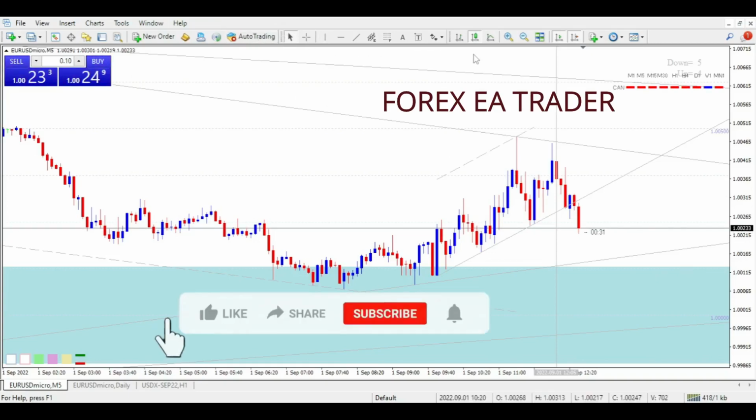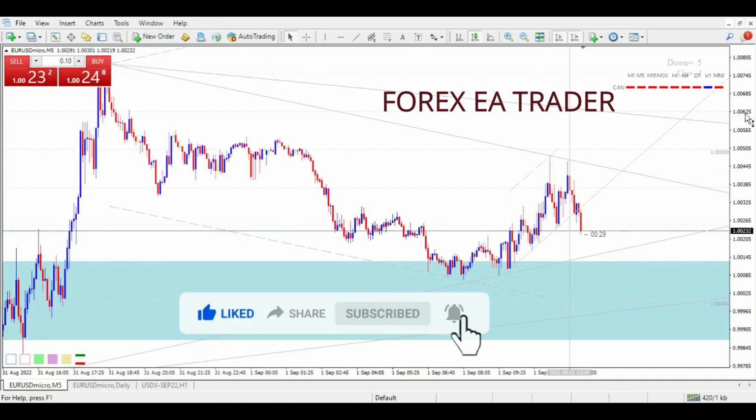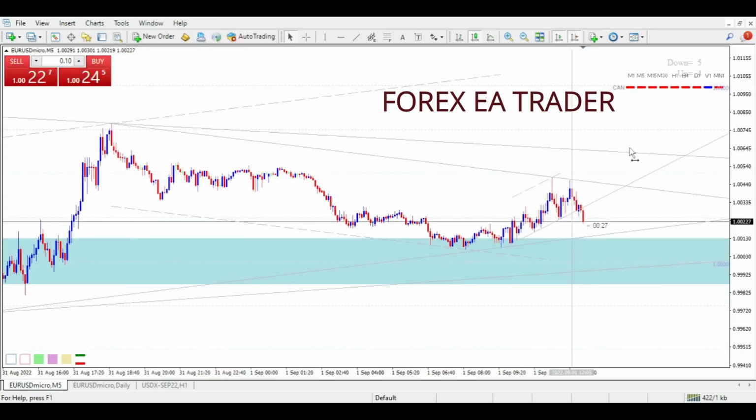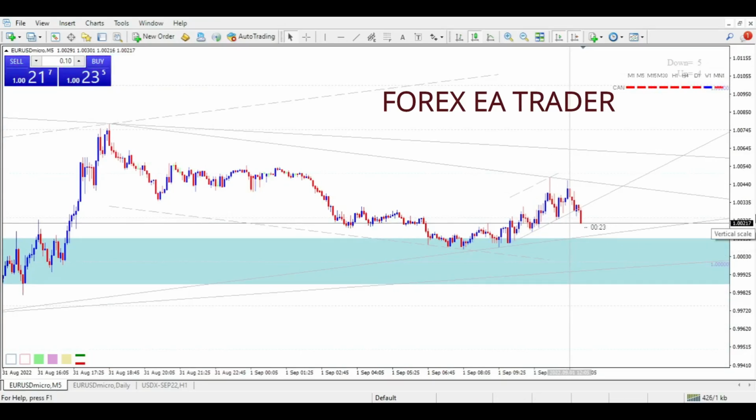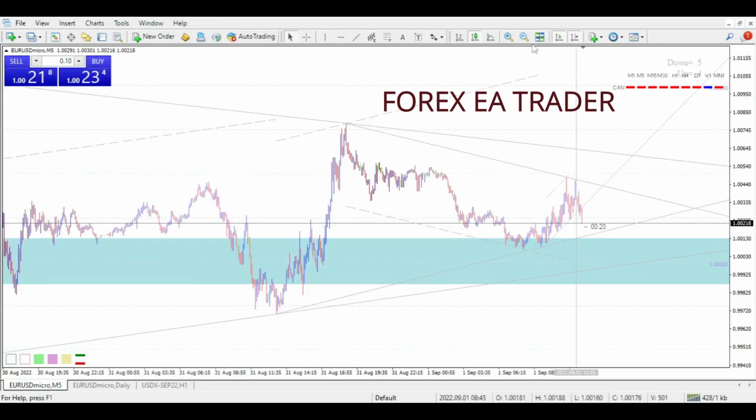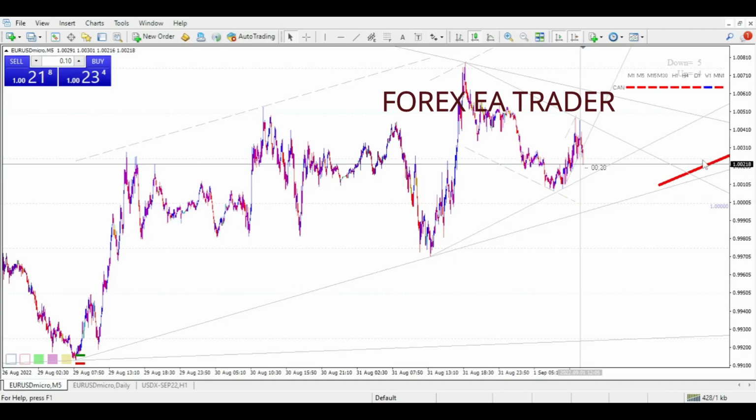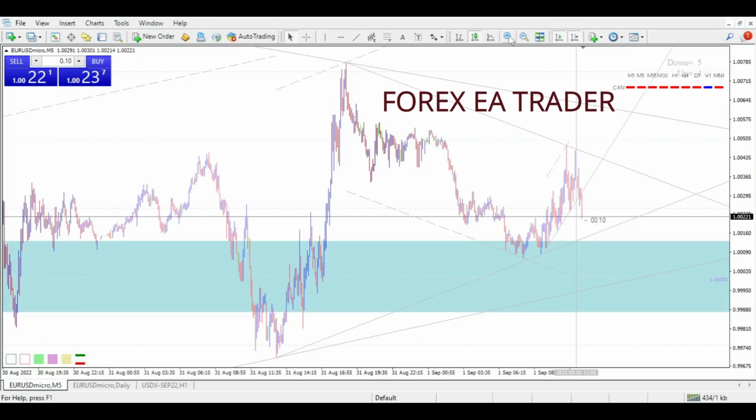Now our bias is on Euro USD pushing up. I don't know where my line went, but I think it's somewhere around here. That's one of the joys of using MetaTrader 4. There it is. Let's see if we can drag it this way. Let's forget about it. We'll use a new line in there.